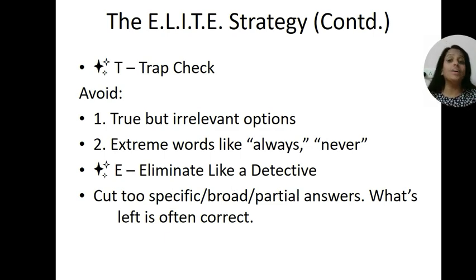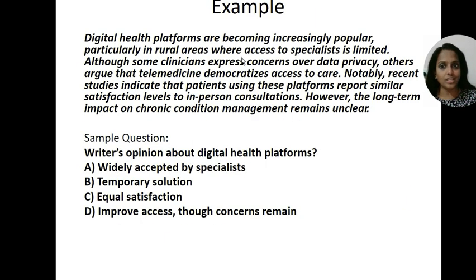Elimination isn't about finding the wrong one, it's about finding less precise options. So you have to ask yourself, is this answer too specific? Is it too broad? Is it only partially supported? And what you're left with is usually the safest choice. Remember that. Now let's put the strategy into action. So here is an example text.